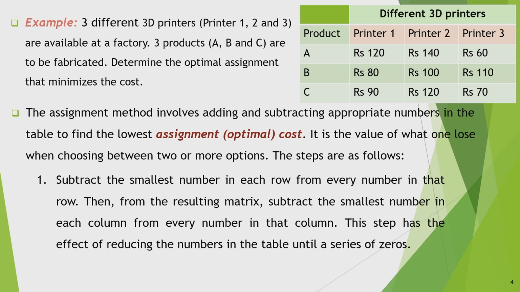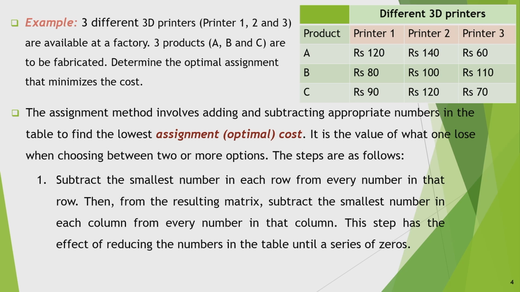But suppose I would have given you 10 products and 10 printers, then it would have become even more difficult. So the point is that printer 3 is capable of making A as well as C at a very cheap rate, but you can give only A or only C here. So that's why you have to make some method. We have to make an optimal assignment that minimizes the overall cost. You have to minimize overall cost.